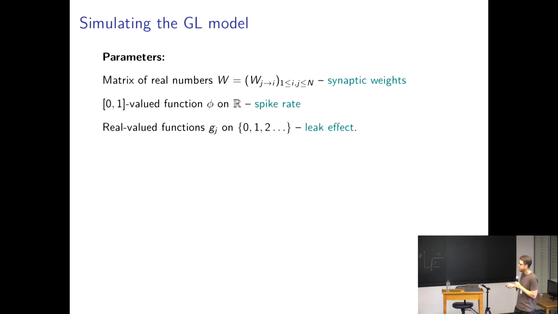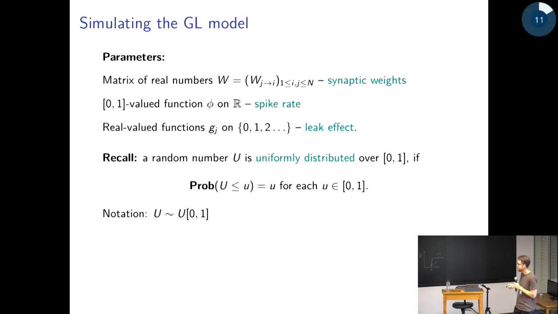And also, we'll use some real valued functions on discrete times, just to model what is called the leak effect. So these will be the parameters, essentially. And the only thing that I need to recall from probability here is what is a uniform distributed number in 0, 1. Does everybody know this?